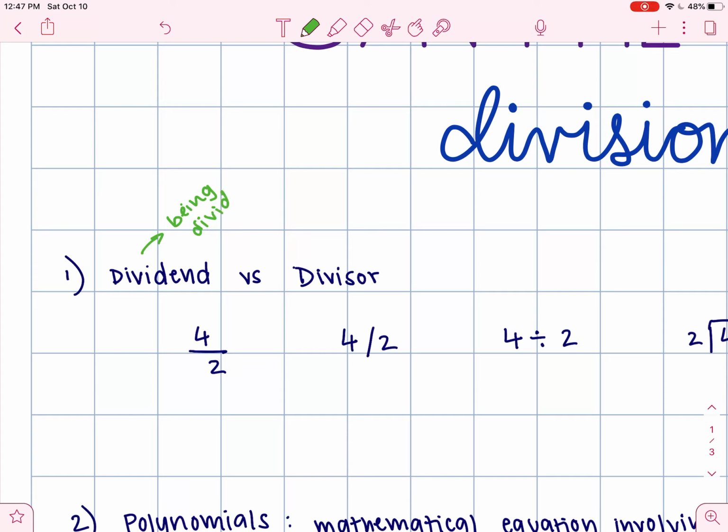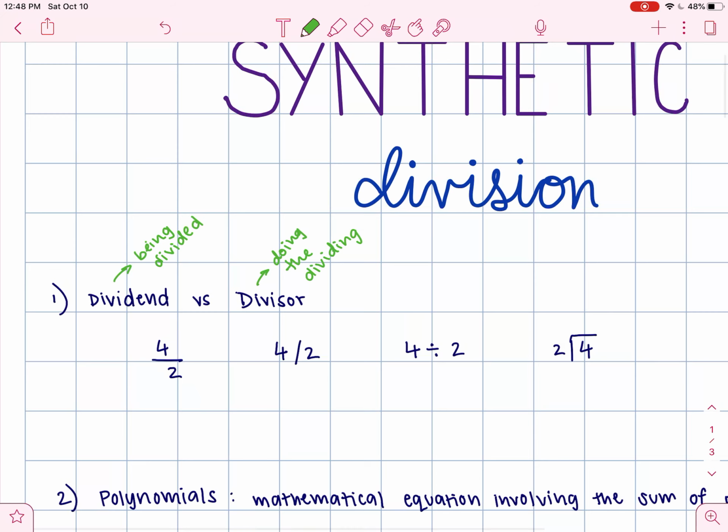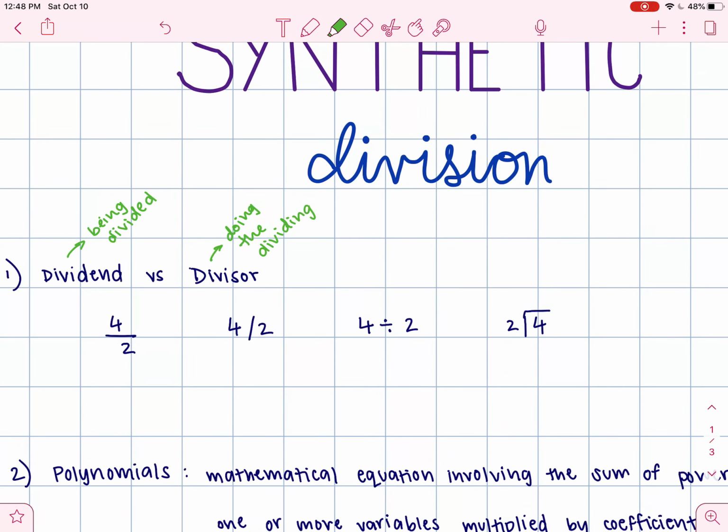So this is commonly found in the numerator if you're looking at it in terms of a fraction. The divisor is the one that's doing the dividing. And it's commonly found in the denominator if you're looking at it in terms of a fraction. So I'll highlight the dividend in green and the divisor in yellow so that we can see how many places or the different formats you might see it in.